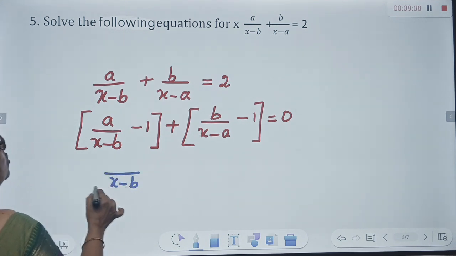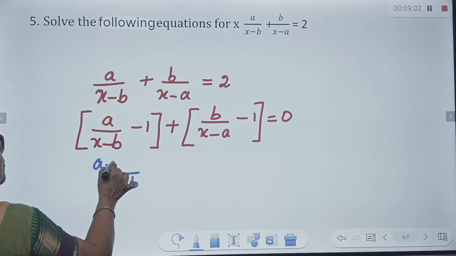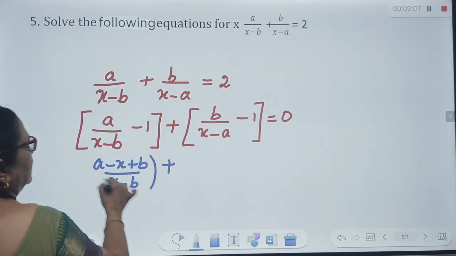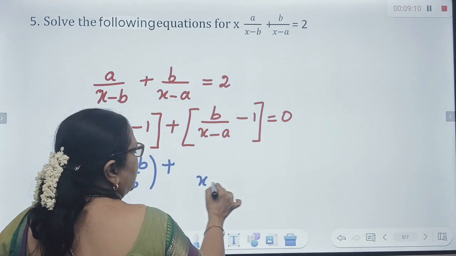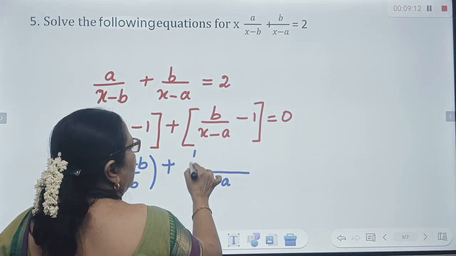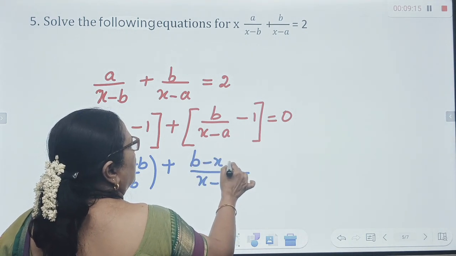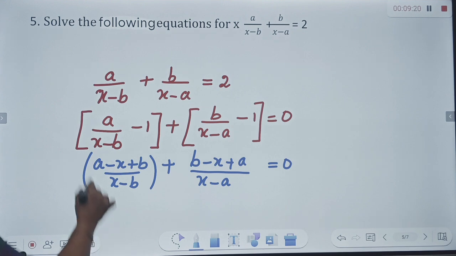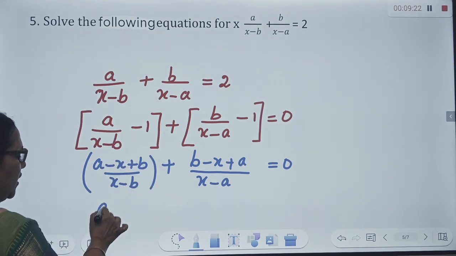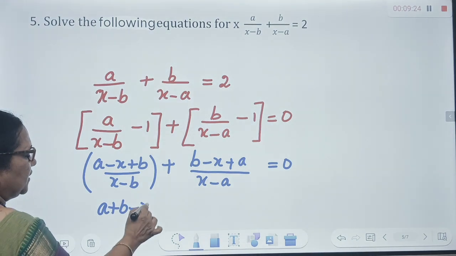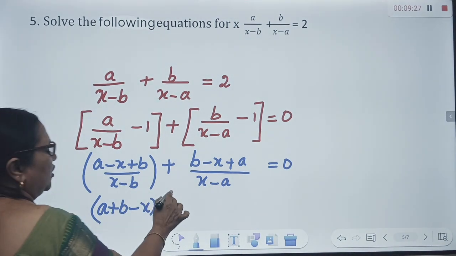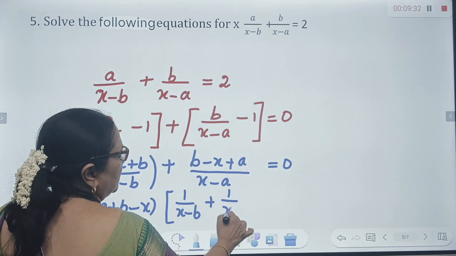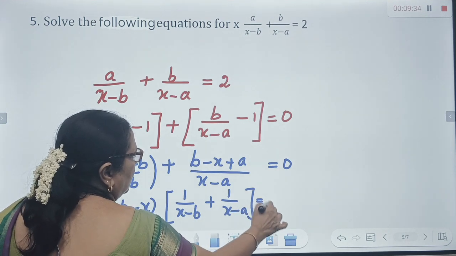x minus b into a minus x plus b plus x minus a is the LCM, b minus x plus a equal to 0. What do you observe? The numerator is the same. So I can take out a plus b minus x as common. Then what will I get? 1 by x minus b plus 1 by x minus a equal to 0.